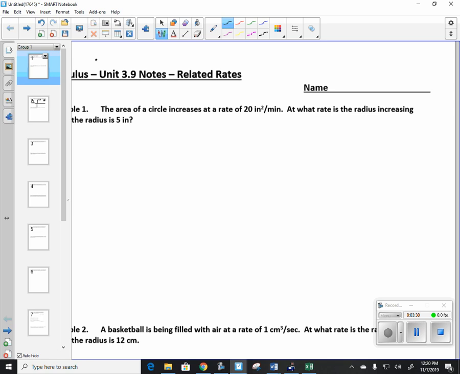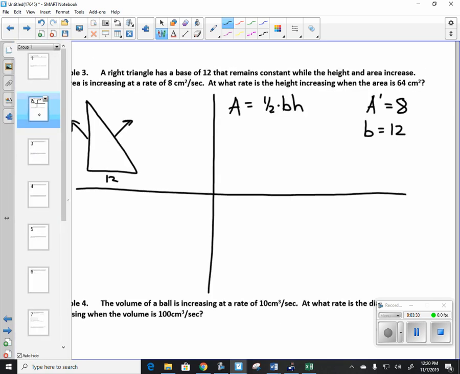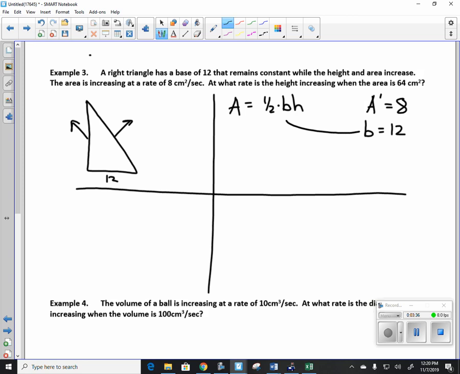So immediately with this problem we can take this 12 and plug it in for the base right away. Is the height changing? Yes, and it says at what rate is the height increasing, so we're trying to find h prime. That is something we don't know. We are told that the area is 64. Whether or not we really need that, I guess we'll find out. So I'm going to plug the 12 in for b because the base is not changing. That allows me to plug it in right now. The area is equal to 6h.